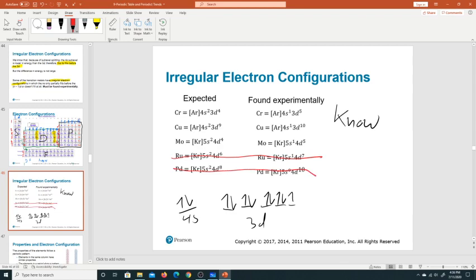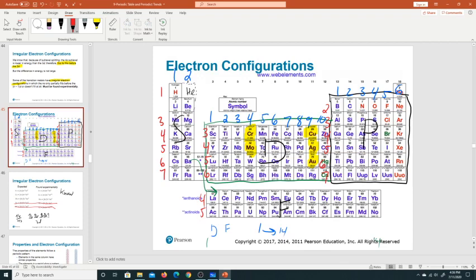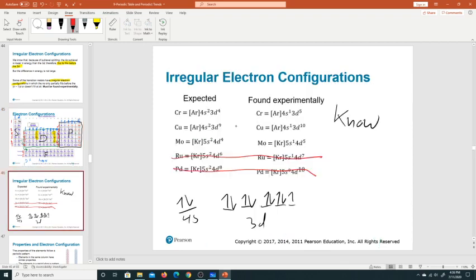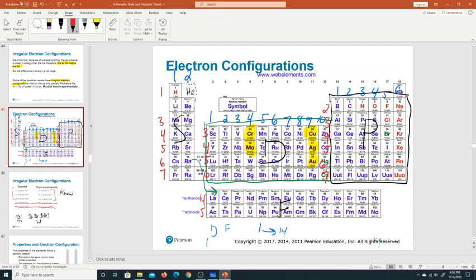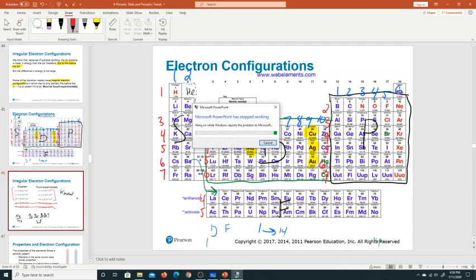These ones you should know. It turns out that chromium, molybdenum, and then copper, silver, gold are all going to follow the pattern I showed you here. So make sure you know those five. They're not going to follow the rules. The f block is even more crazy. These are going to do more strange things. You don't need to know any of that either. But make sure you memorize these. Again, electrons are trying to get to as low an energy state as possible, and they can do this by changing orbitals.